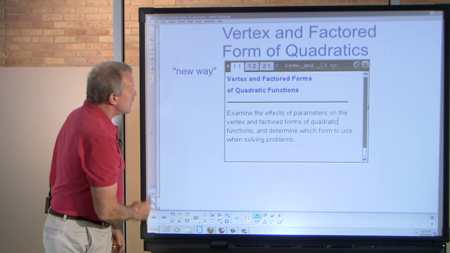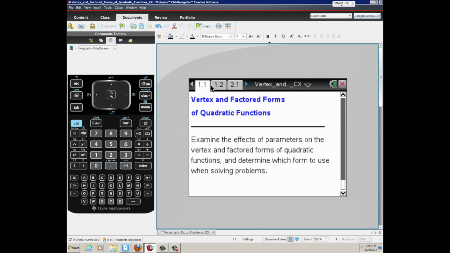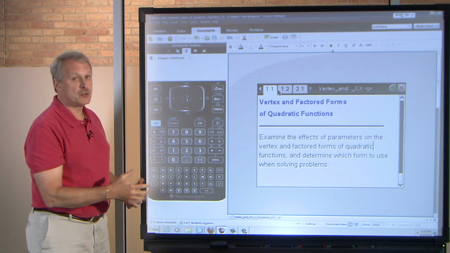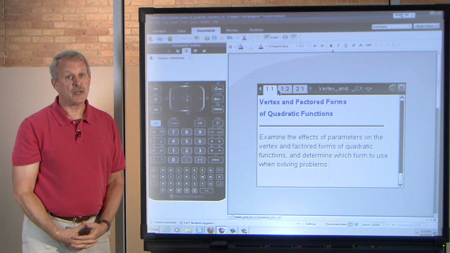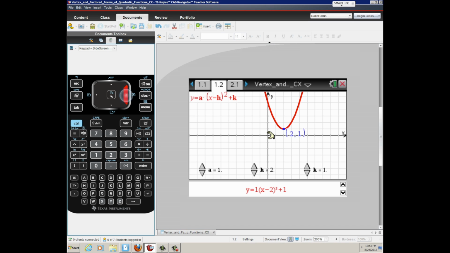So the new way is with TI-Nspire, we can use something called sliders to be able to have students investigate what all the parameters do. So this is that one. Let me bring it up. I'm using an emulator, the TI SmartView emulator for TI-Nspire. And so I'm going to be using this on an interactive whiteboard, but the students would be doing this on his or her own individual handhelds. So it says examine the effects of parameters on the vertex and determine which form to use when solving problems. So I'll advance to the next page.